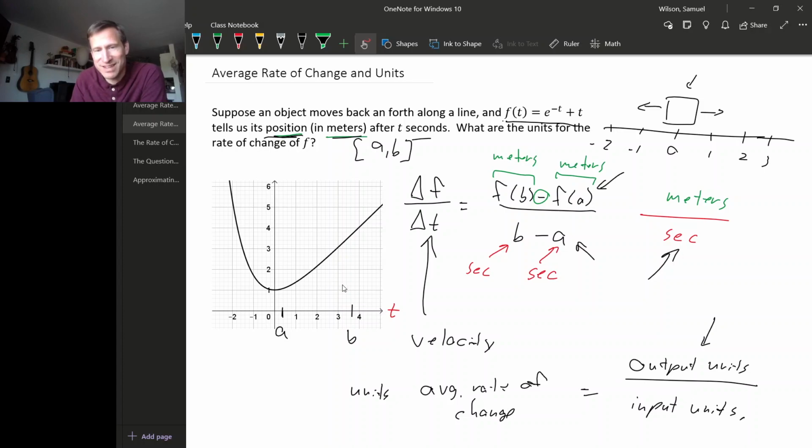And of course, that's always a slope, right? In this graph, the input units are on the horizontal axis, output units are on the vertical axis. And so when you divide output units by input units, well, that's a slope, because a slope is the vertical change divided by a horizontal change, that is, change in output divided by change in input. Right. So every rate of change will have units that we can find quickly just by taking the quotient of the units for the inputs and the outputs.